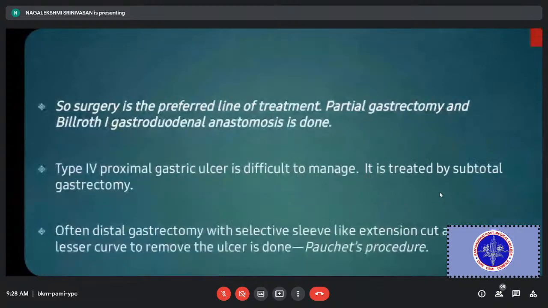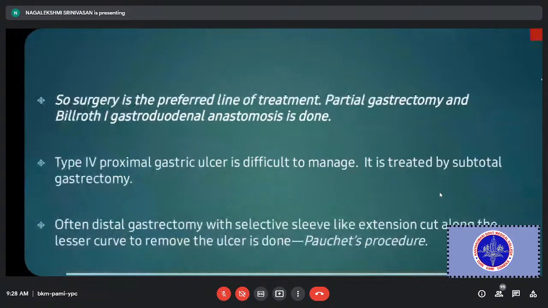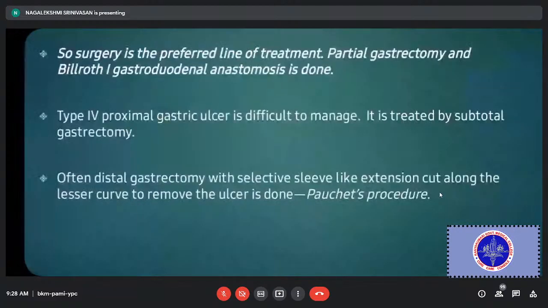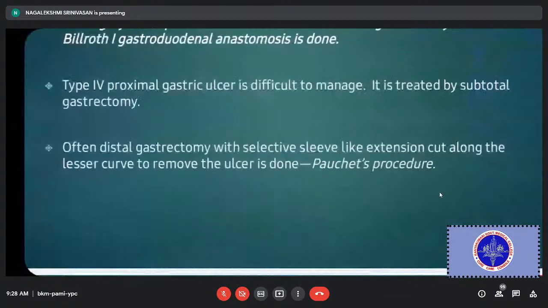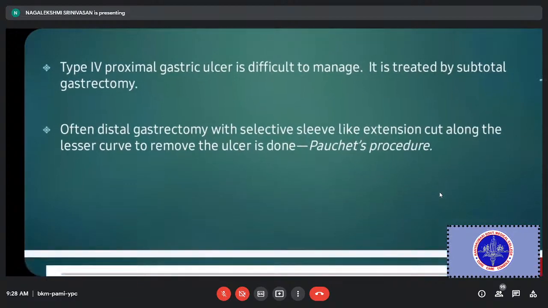Type 4 gastric ulcer, the proximal gastric ulcer, is difficult to manage. The ulcer will be present in the cardia also. It is treated by subtotal gastrectomy. So usually we will be doing distal gastrectomy with a selective sleeve-like extension cut along the lesser curvature to remove the ulcer. That is called Pauchet's procedure. Nowadays, surgery for benign ulcer is almost decreasing. Whenever there is a complication like gastric outlet obstruction, the patient will come, and we will plan for surgery.